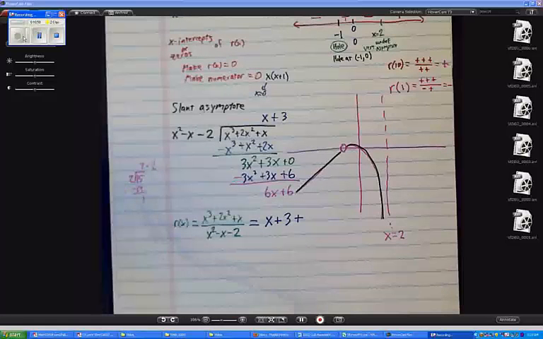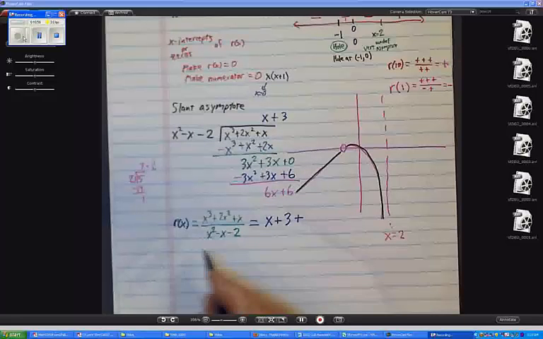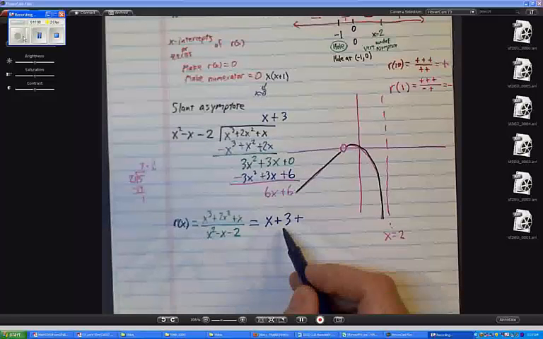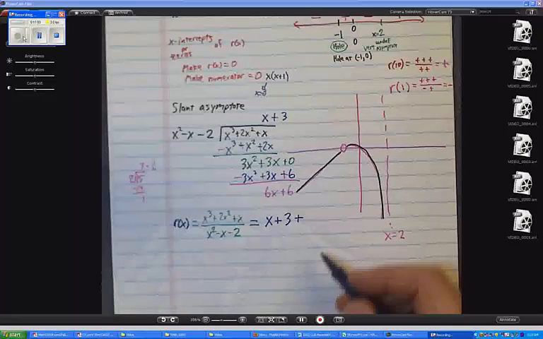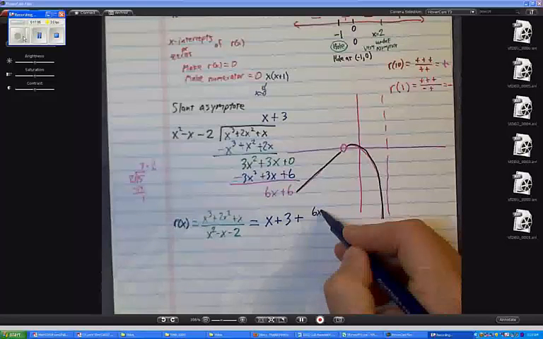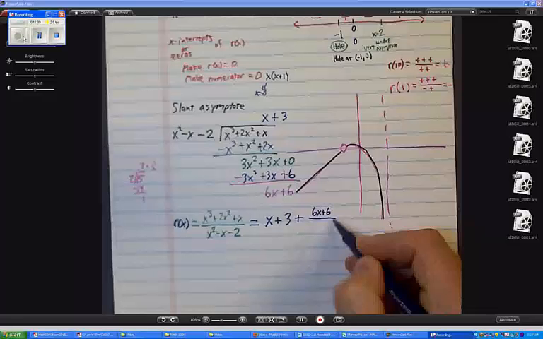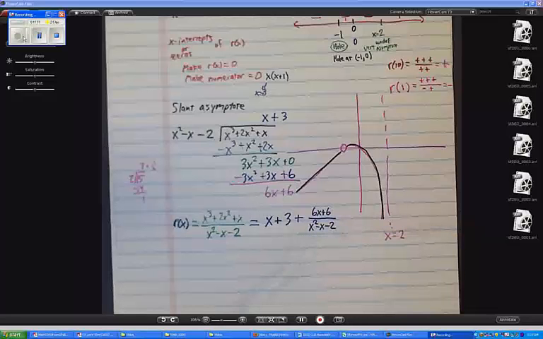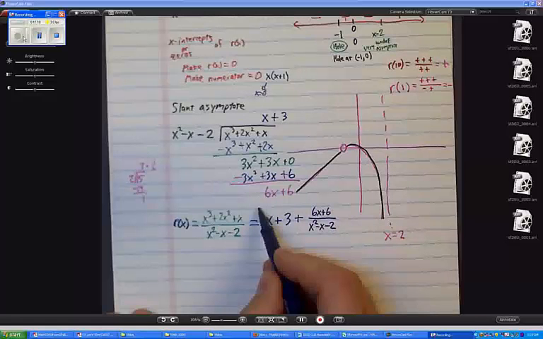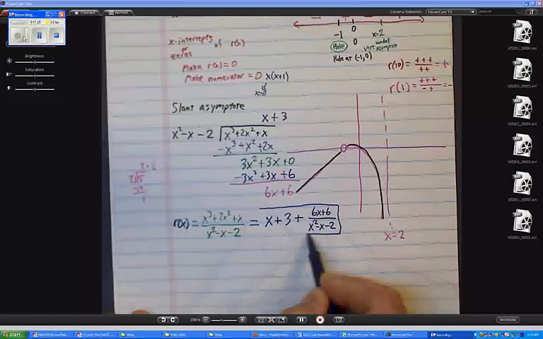Do you guys follow? So what I'm saying is R of x is actually equal to x plus 3 plus, what's my remainder? 6x plus 6 divided by x squared minus x minus 2. Now, do I understand this function? Not really. But here's the thing, guys.